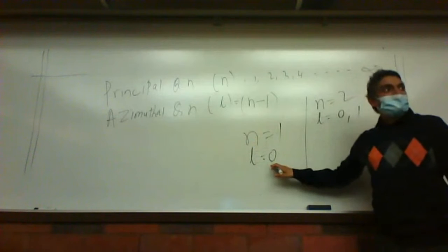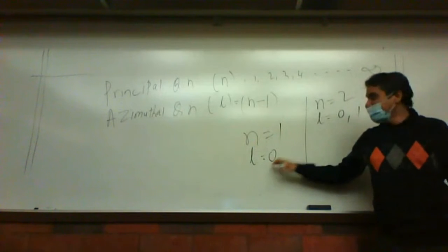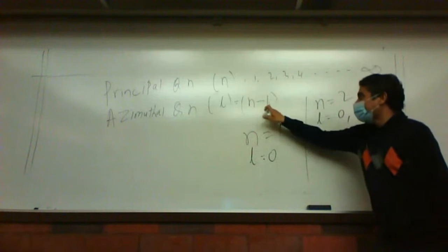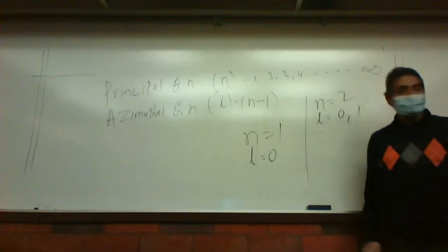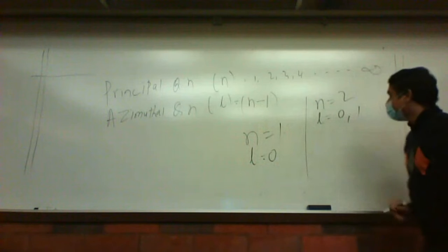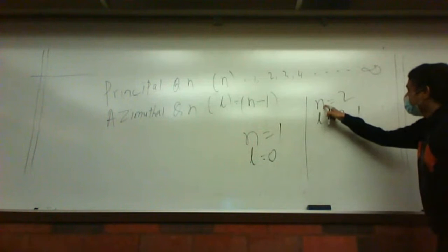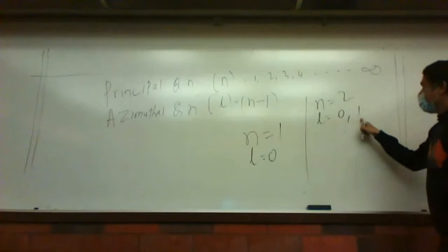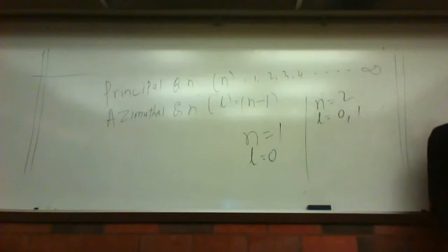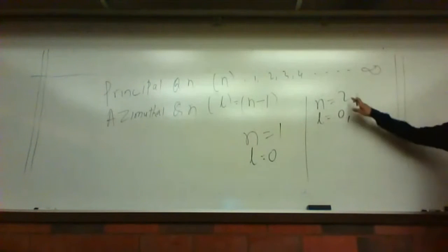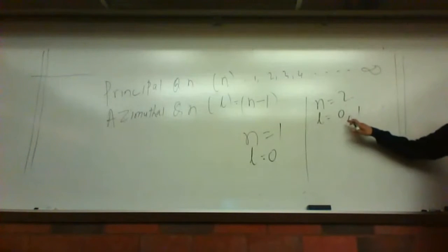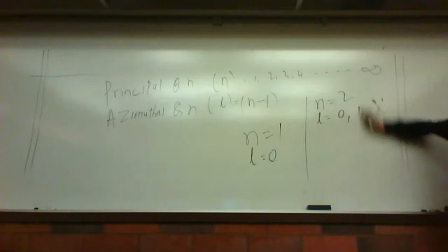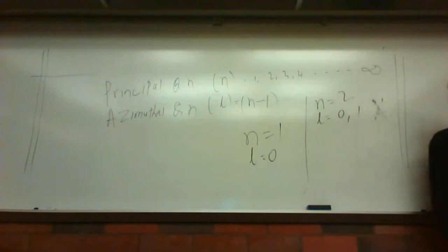For the azimuthal quantum number, we always start from 0. We cannot go up to the value of n itself. We should go up to 1 less than the principal quantum number. So if n equals 2, l is equal to 0 and 1. We cannot go up to 2 here, it's not allowed. Only 0 and 1.